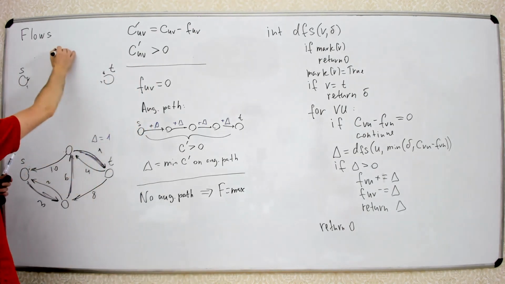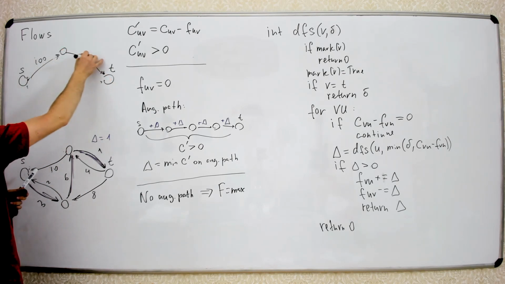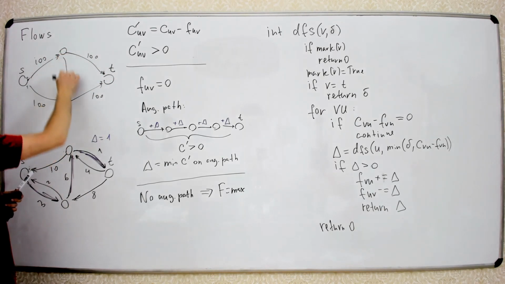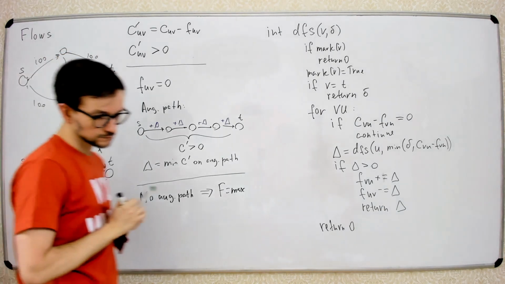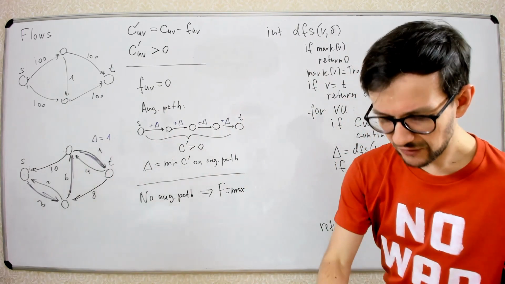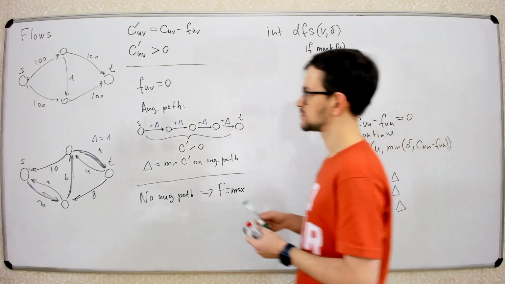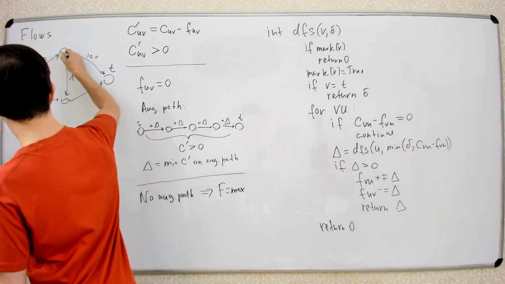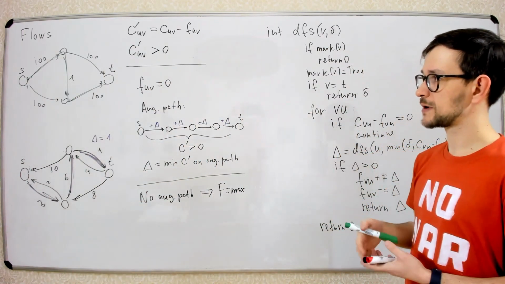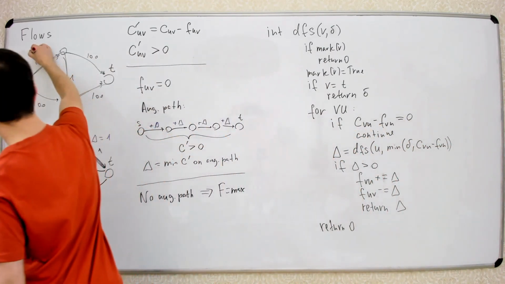If you have a graph like this, let's have 100 here, 100 here, and here, and here, and 1 here. What might happen? Doesn't DFS find any path, right? So if it is not smart enough, you can find this path, for example. So this is a nice augmenting path. You can increase the flow using this augmenting path. So you have one here, and one here.